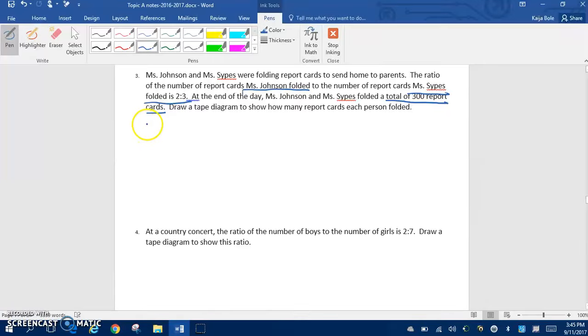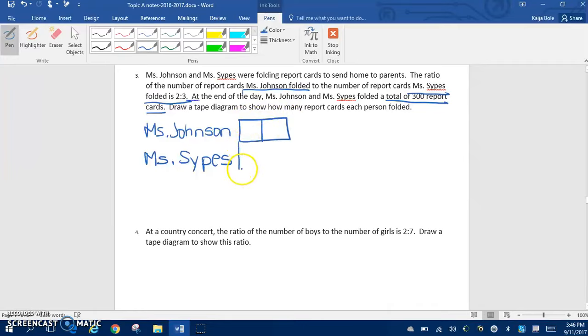Alright, so we are comparing Miss Johnson and Miss Sipes. So those are the 2 people that go on the side. And if we look at the ratio of Miss Johnson and Miss Sipes, it was 2 to 3. So Miss Johnson is going to get 2 boxes. And Miss Sipes is going to get 3.